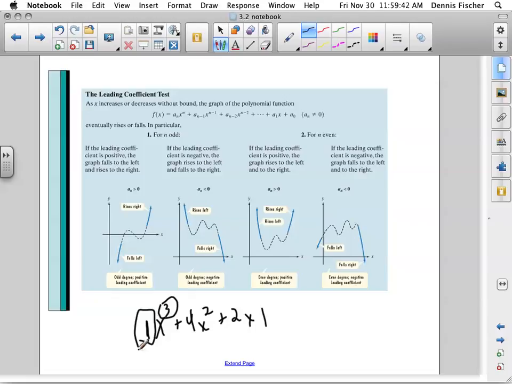0, 1, or 2, right? Now what we're going to do is change it. Okay, let's say I give you an x to the 6 equation. How many times is it across the x-axis? 0 to 6. We're going to find all 6 times.